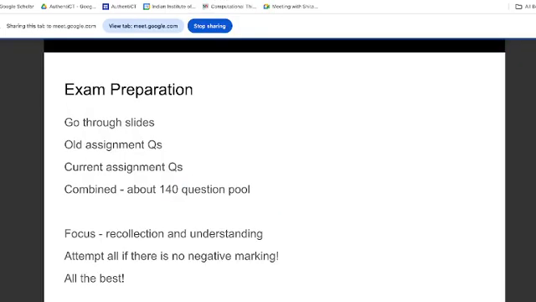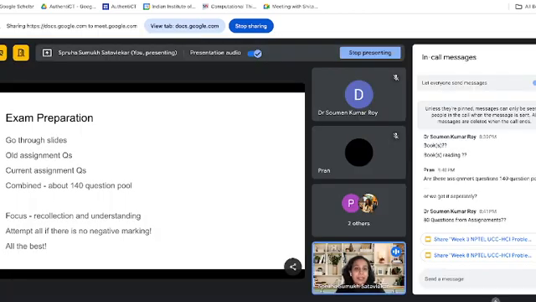Okay. So if there is no negative marking provided, definitely try to solve all the questions, whether you know the answer or not. Try to attempt at least. That is a basic suggestion that I will give. Don't leave out questions if there is no negative marking. Definitely attempt them.